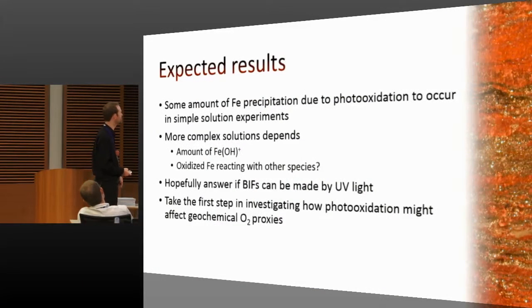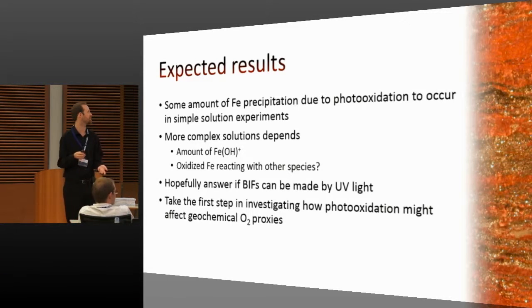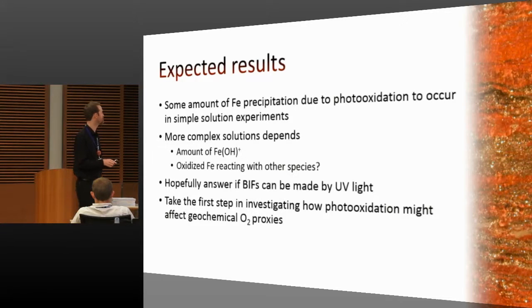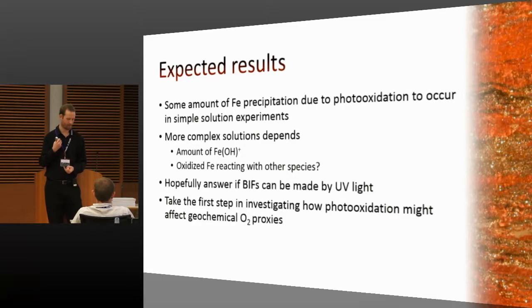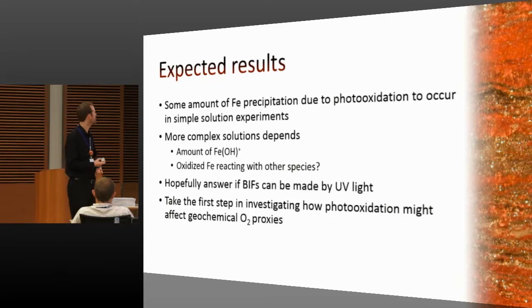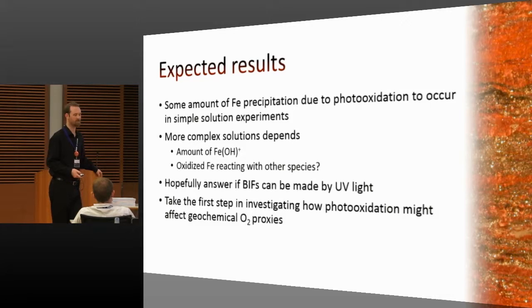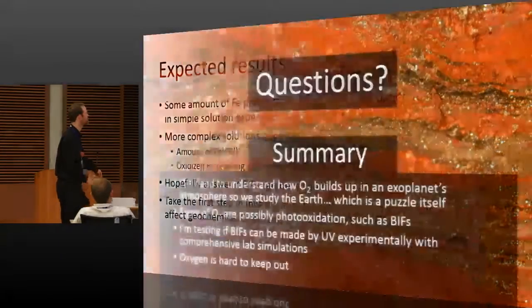So I expect some amount of iron precipitation due to photooxidation to occur, as has been seen in the simple experiments, once I get all oxygen out. More complex solution depends on speciation and dark reactions, especially if I add in some organic carbon that could interact with the iron. So hopefully I'll answer if BIFs can be made by UV light, which would take the first step in investigating photooxidation, how it might affect our geochemical oxygen proxies in general. So then, with that, I shall ask for questions.